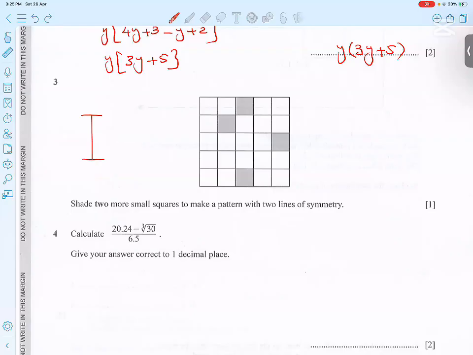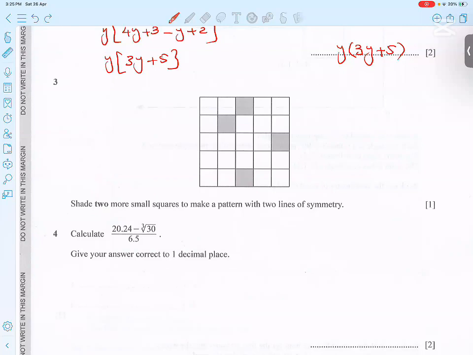I repeat my words: what is the definition of symmetry? Take a man, for example, just for understanding. This is a line of symmetry: half man on the left side, half on the right side. It has 1 line of symmetry. Now we have to shade 2 more squares so that the pattern has 2 lines of symmetry.